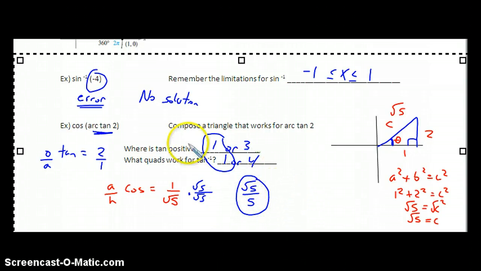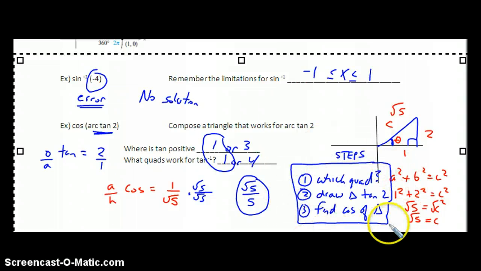So again, to summarize what I did, I found the quadrants that worked for this. Then I drew the triangle that had that tangent, and then I found the cosine of this triangle. So I've listed the steps out here which will be helpful for your notes, so I invite you to pause the video and write those steps down.